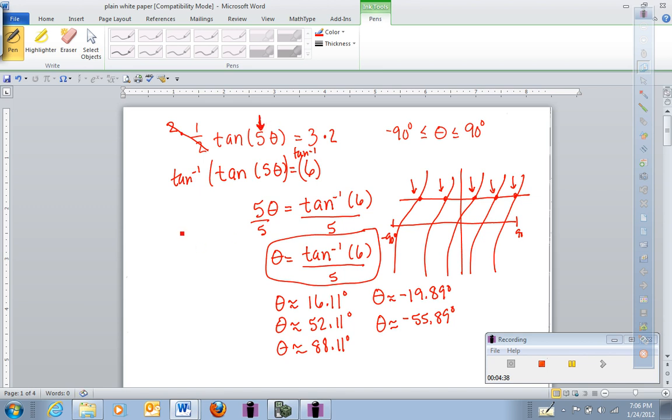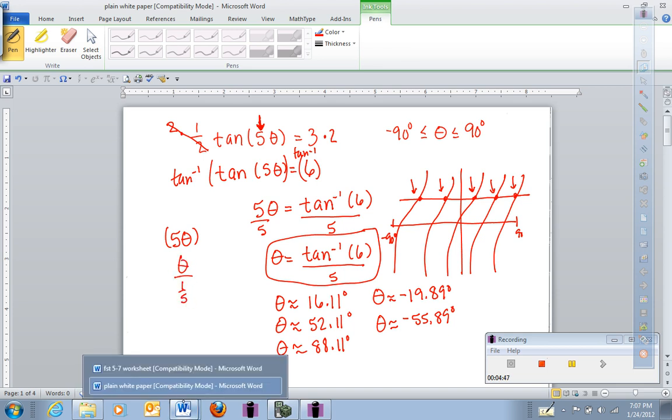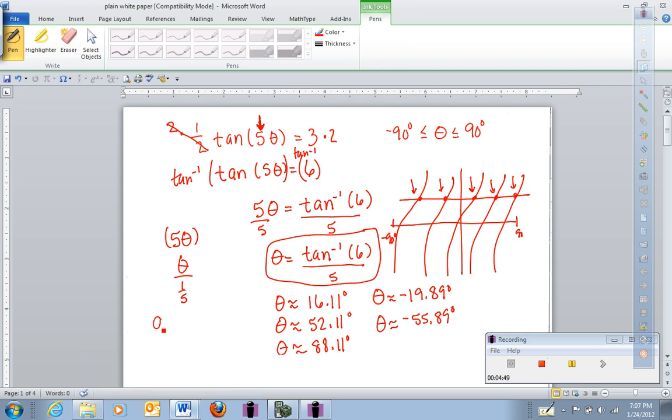Now, upon closer examination of this, we realized that there was a number right here in front of theta. And so that 5 theta meant that when I was multiplying by 5, that's like dividing by 1/5, isn't it? So if the value of a in our equation was 1/5, and the period for tangent is pi times the absolute value of a, then the period is 1/5 times pi.